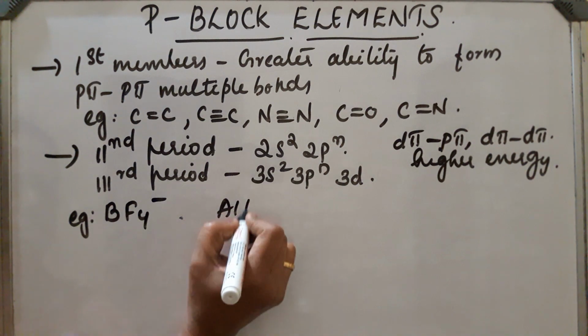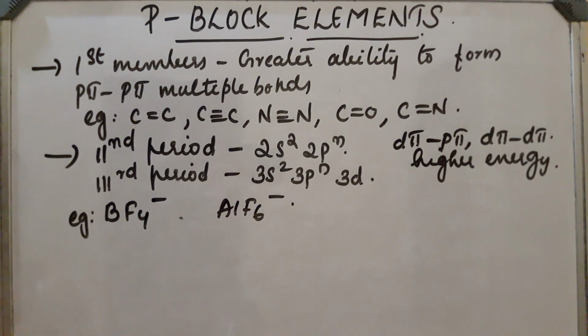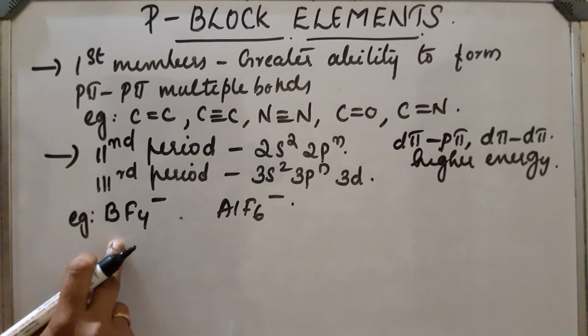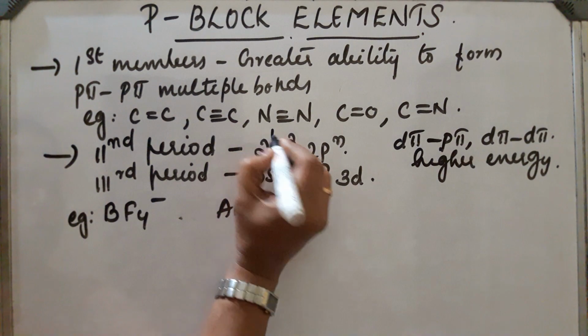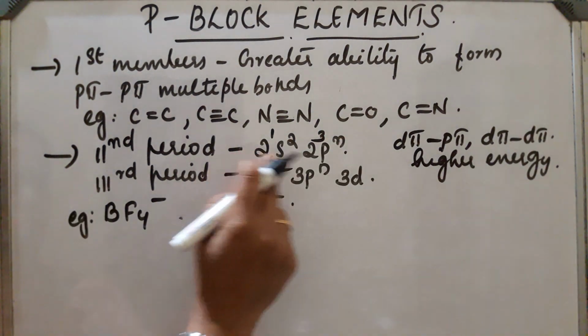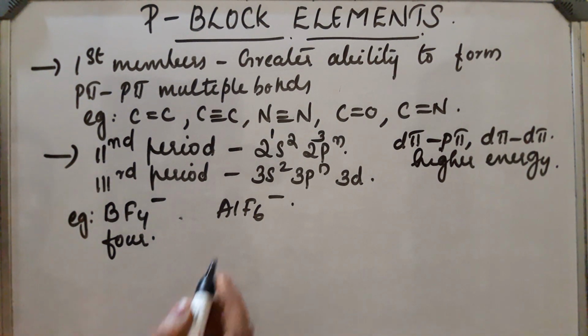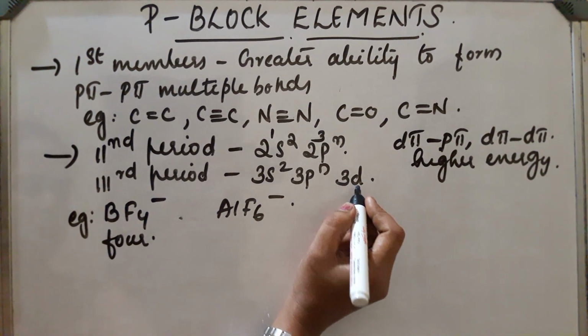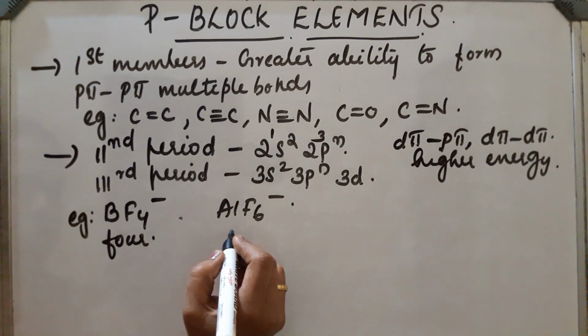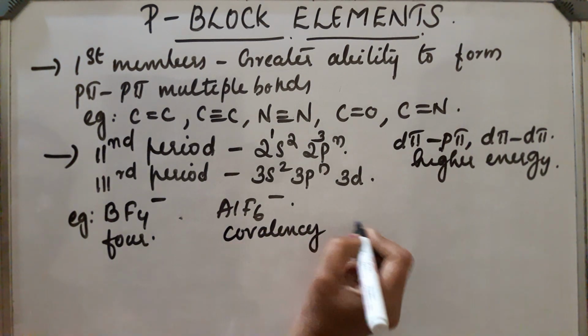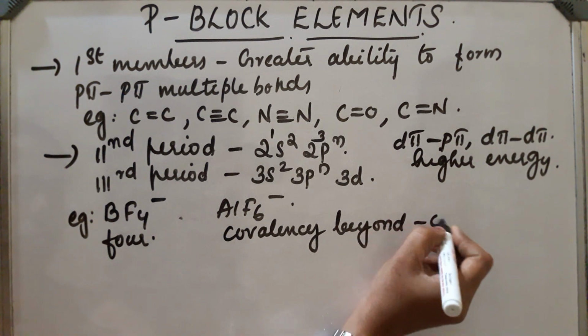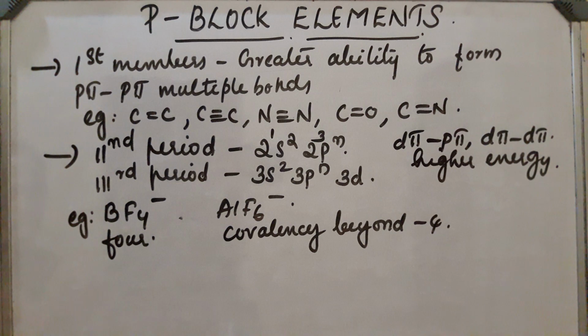So during the formation of different compounds, for example BF4- and AlF6-, in BF4- the covalency is 4. This is a second period element, so it contains one 2s orbital and three 2p orbitals. Only 4 orbitals are available and the covalency is restricted to a maximum of 4. Covalency beyond 4 never takes place. But in the case of the third period, due to the presence of 3d orbitals, it can expand its coordination or covalency beyond 4. That is why here the covalency is 6 and there the covalency is 4.